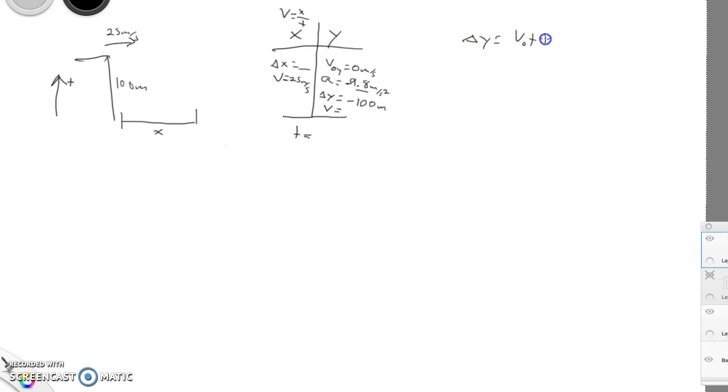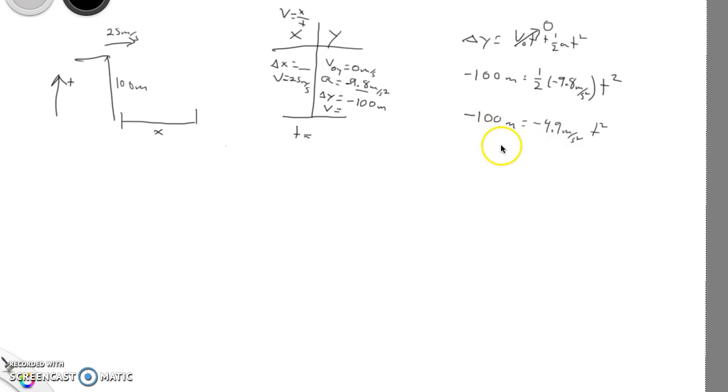So we're going to go ahead and plug into here. Initial velocity is 0, so we can get rid of this. And we'll say negative 100 meters equals 1/2 times negative 9.8 meters per second squared times t squared. That gives us negative 100 meters equals negative 4.9 meters per second squared times t squared. We'll divide this over and take the square root.